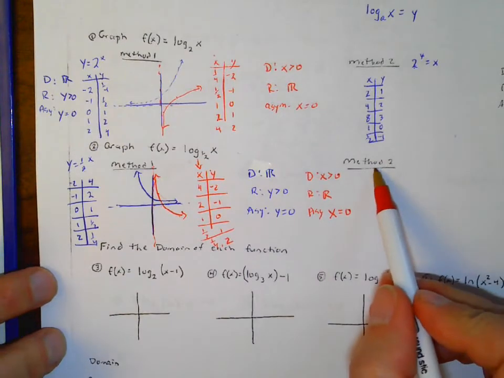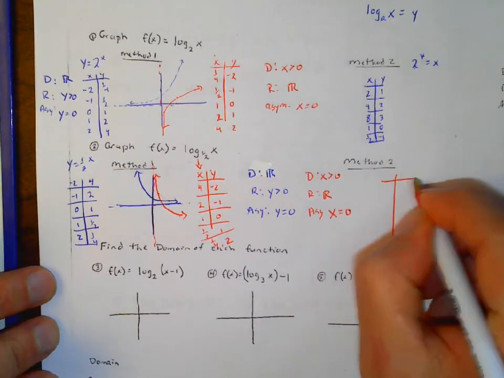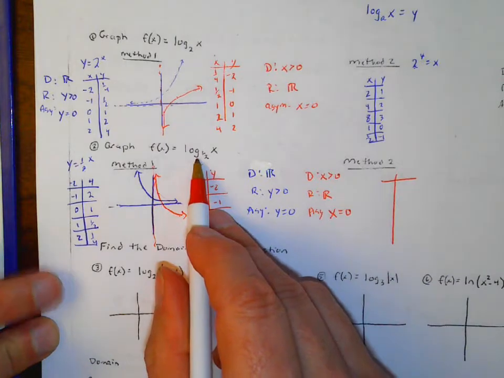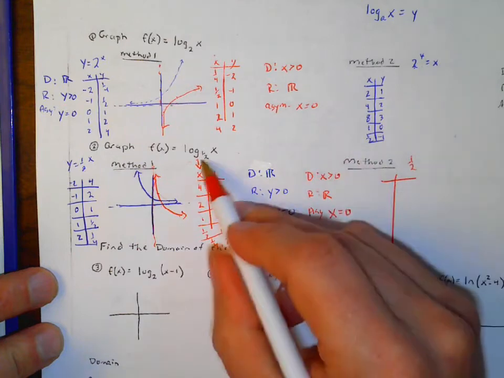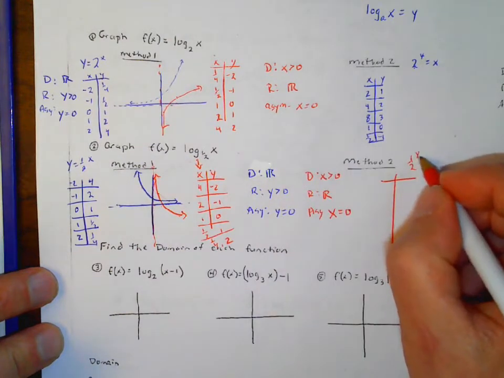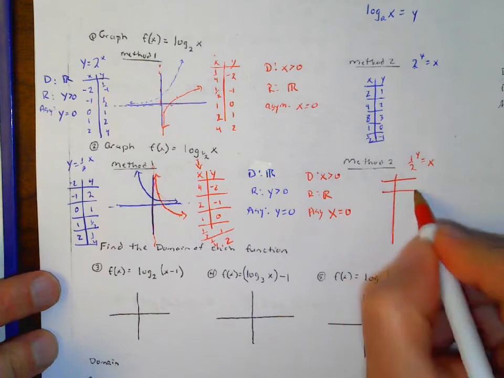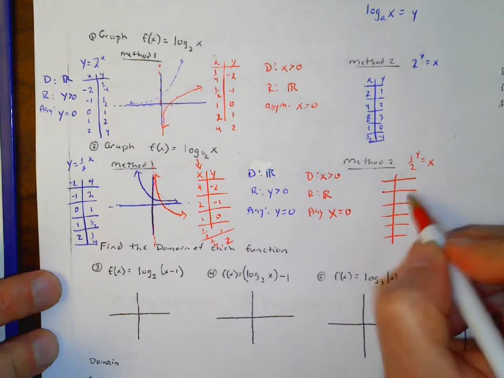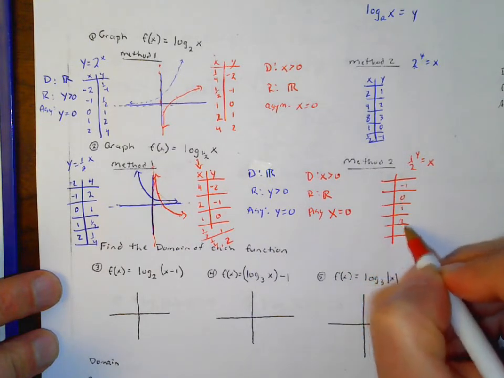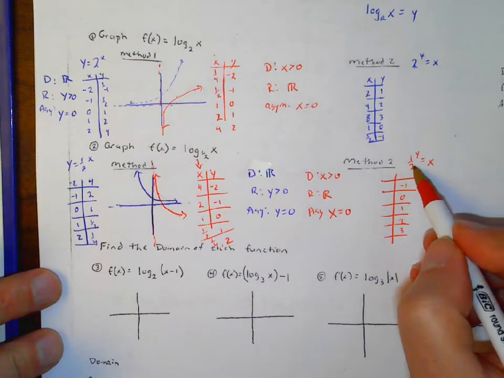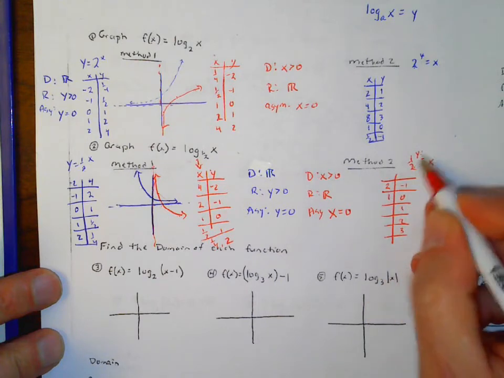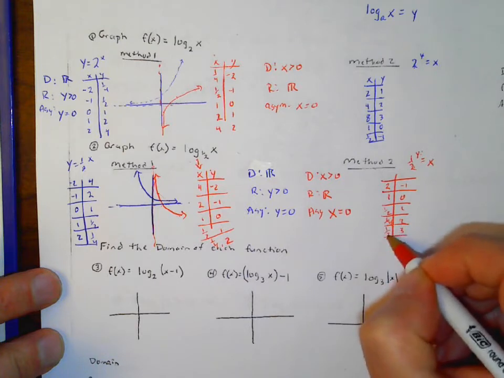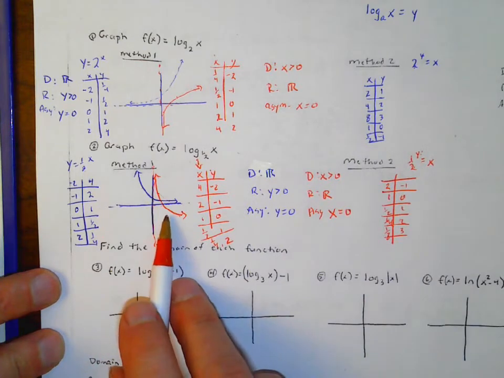The other method was to find points. You could just take this and put it into exponential form. So it'd be 1/2 to the y equals x, and then just pick some values for your y. Okay, -1, 0, 1, 2, 3. So 1/2 to the -1 would be 2. Anything to the 0 power is 1. 1/2 to the 1 is 1/2. 1/2 squared would be 1/4, and 1/8. So you can plot those to get that same graph there.